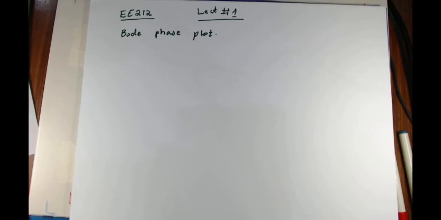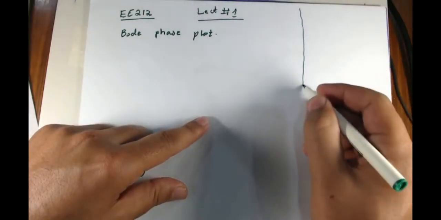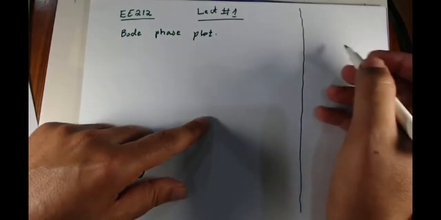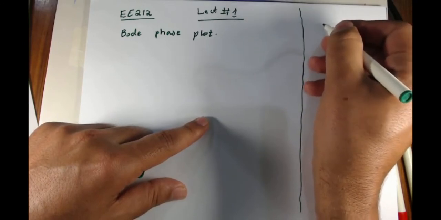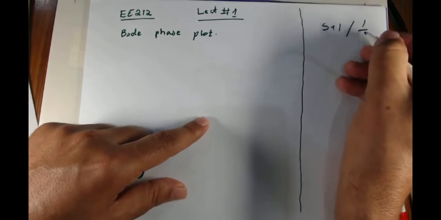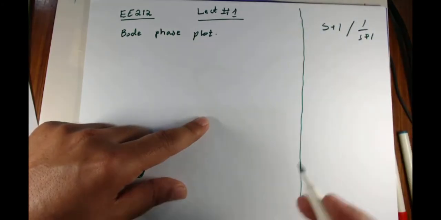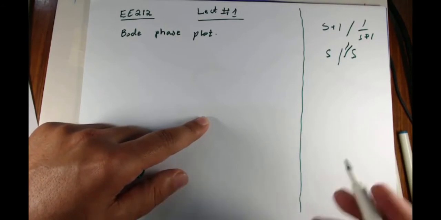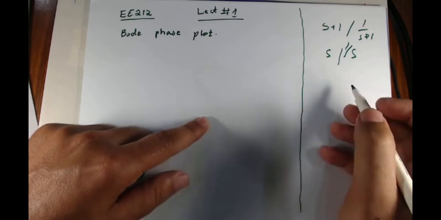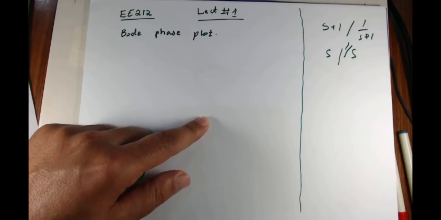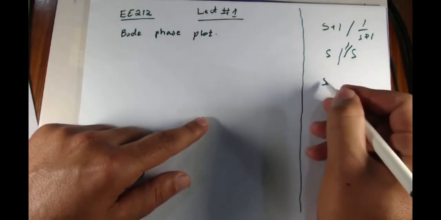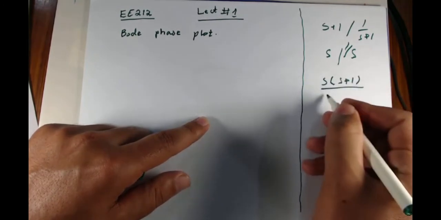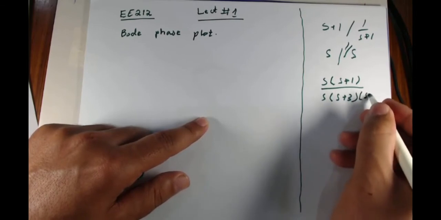Hello everyone, this is EE-212 online lecture 1, Bode phase plot. As you remember from the start of chapter 12, we studied simple poles and simple zeros of the form s plus 1 or 1 by s plus 1, and poles or zeros at the origin. Third, we combined these poles and zeros, both simple poles and poles at the origin and simple zeros and zero at the origin, and formed transfer functions like s into s plus 1 over s into s plus 3 into s plus 5.